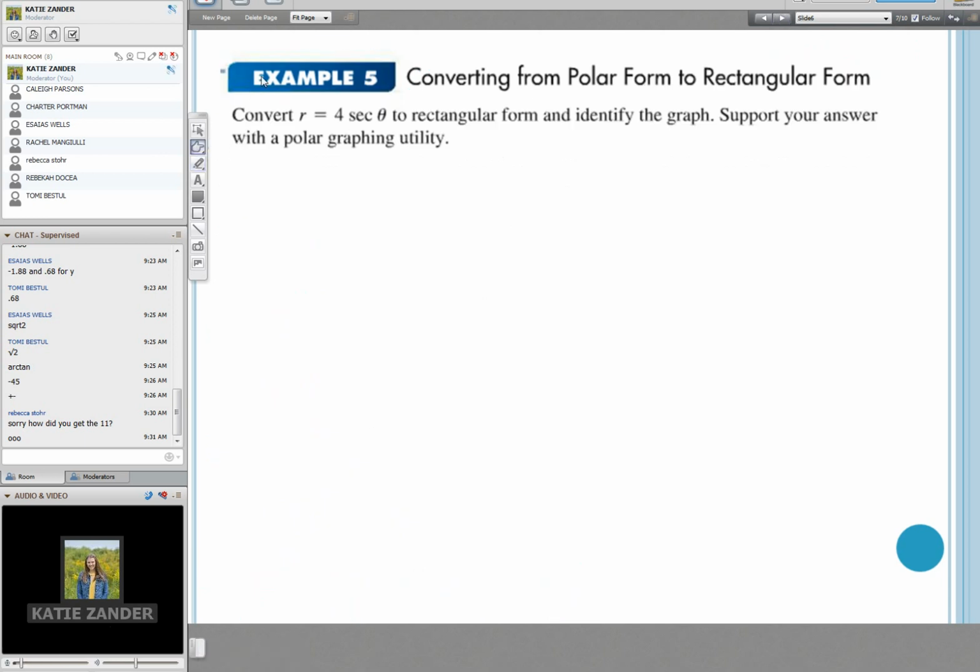All right, and the next one we're going to take a look at is very similar. We're going to convert r equals 4 secant theta to rectangular form and then identify the graph and support your answer with the polar graphing utility. I will show you on our calculators how we can graph in polar mode with this one. First we've got to convert it. To convert it, I noticed the secant theta. What we're used to is having r attached with cosine or sine. So I'm going to divide both sides by secant theta, which seems a little bit weird because in the past we always tried to isolate it so that it's by itself. But now we're going to divide by that so we can isolate the 4.